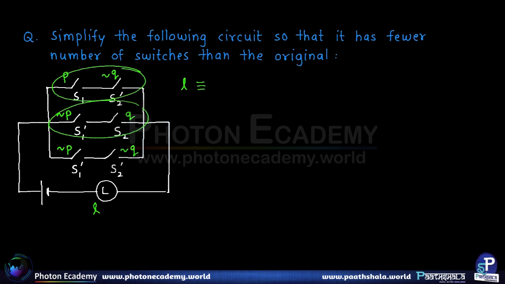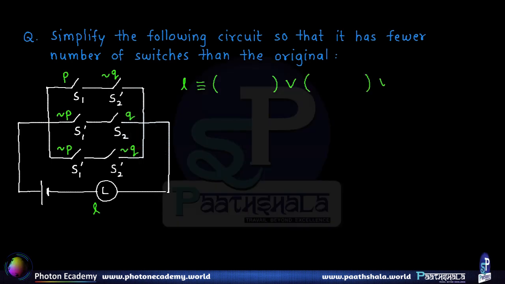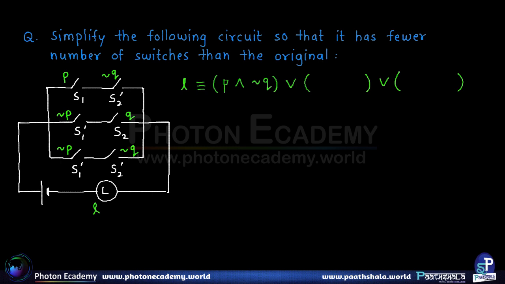3 branches in parallel. So on highest level it is the parallel connection, that means it is the OR operation of 3 smaller operations, 3 smaller statement patterns. Now in the uppermost branch we have the series connection, that means it is having the AND operation. So therefore we fill the respective places. The first branch is P and negation Q, second branch will be negation P and Q, and the third branch will be negation P and negation Q.